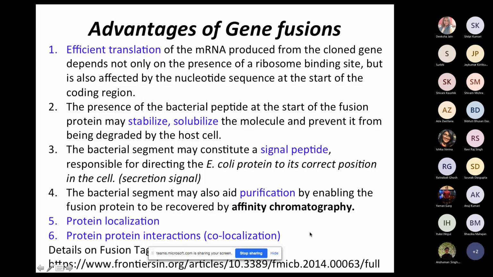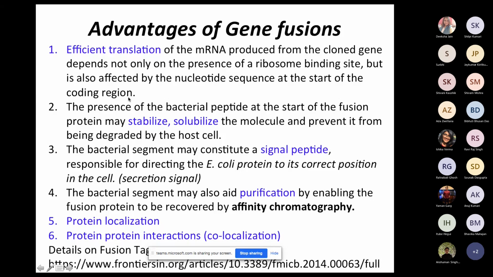Then lastly, gene fusions are also very widely used for protein-protein interaction assays. Let's say you hypothesize through some in silico work that two proteins have a very high chance of binding directly to each other. Then how can you test it? You can put one tag in one protein and another tag in another protein, and then do some pull down assays. How you do that will be my last slide for today's lecture.